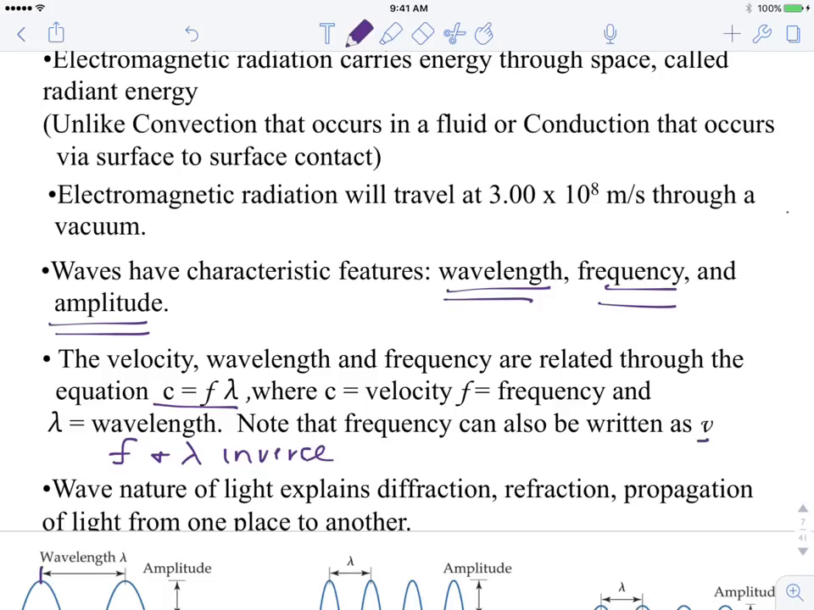I also get the question, what does c mean? Why don't they just use s for speed? And so c actually stands for the Latin term celeritas, and that means speed in Latin.